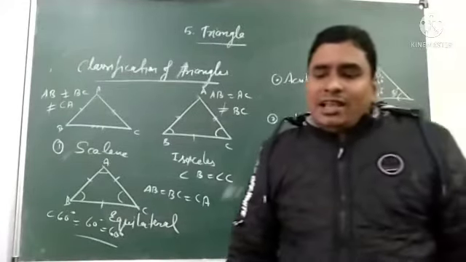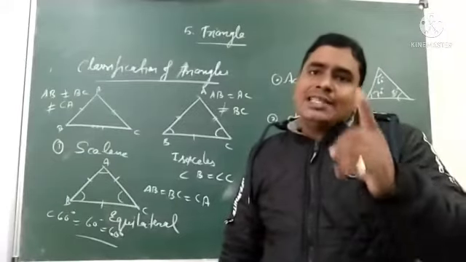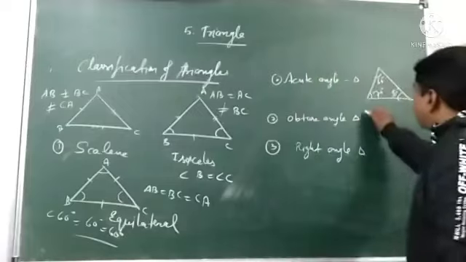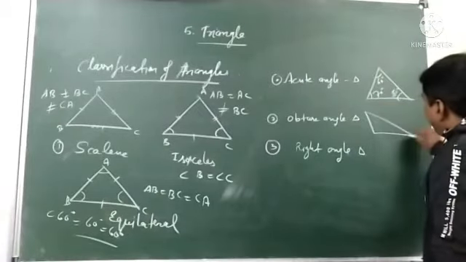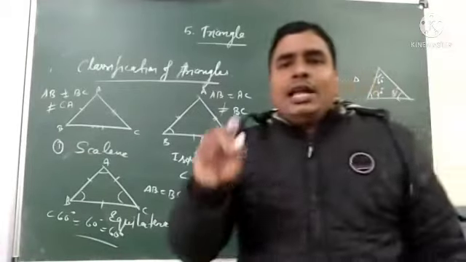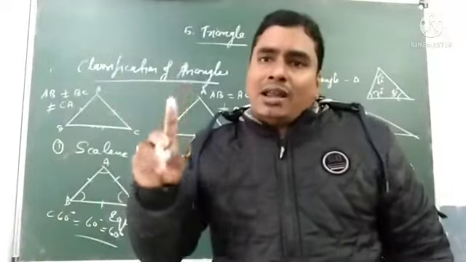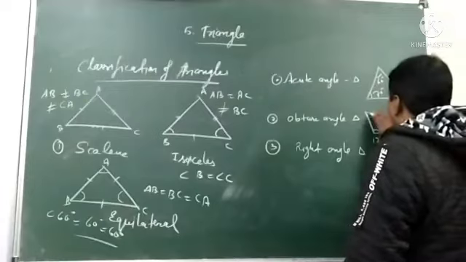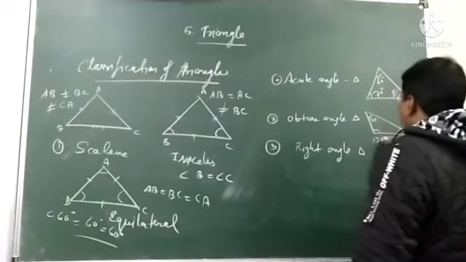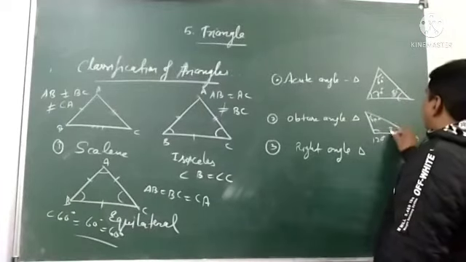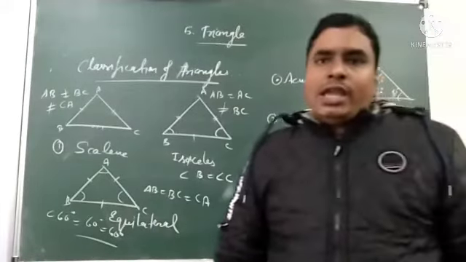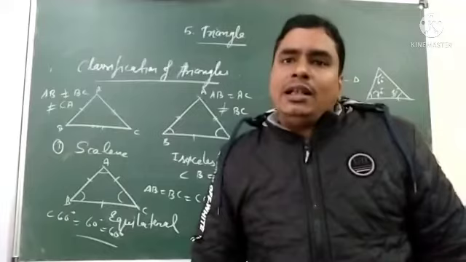Obtuse angle triangle, in which one angle is more than 90 and two angles are less than 90. For example, this is 120, then this is 40. How much is this? 120 plus 40 is 160, so this is 20. Okay? That is the case of an obtuse angle triangle.